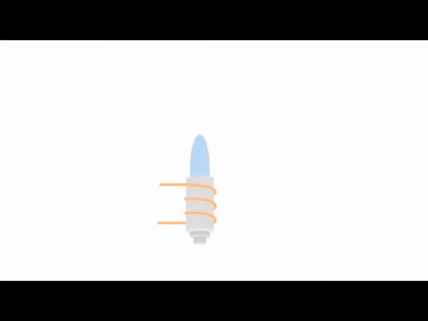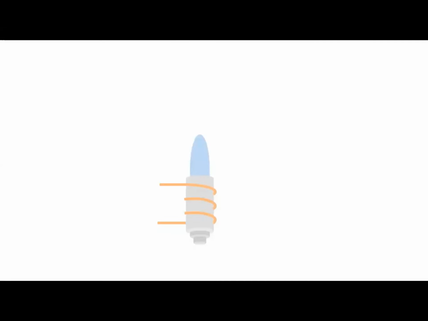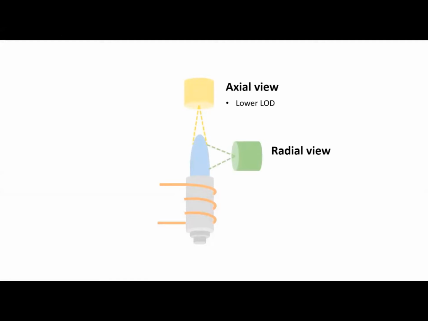Typically, modern ICP instruments offer 2 different viewing geometries for the measurement of atomic emission. Remember that I mentioned just now how the emission spectra is viewed? You can use the axial view and the radial view. The axial view offers a lower detection limit, while the radial view has better stability and higher precision. So which one shall we use?